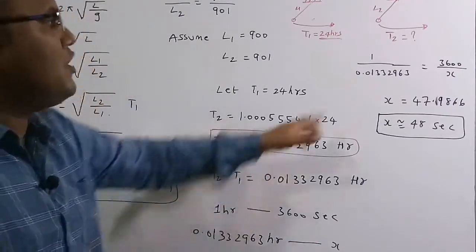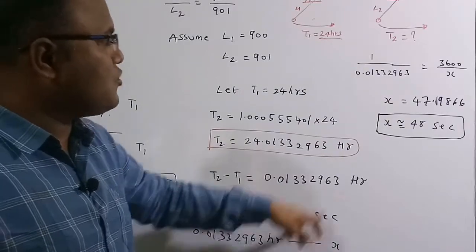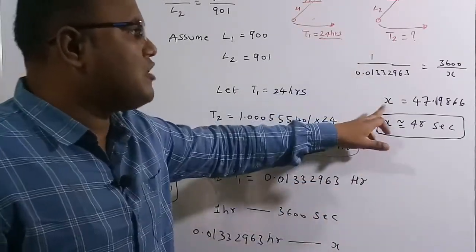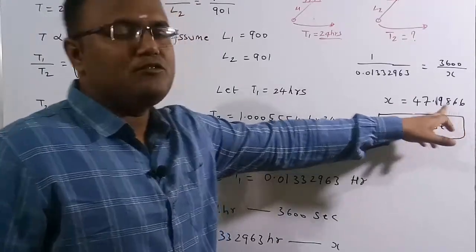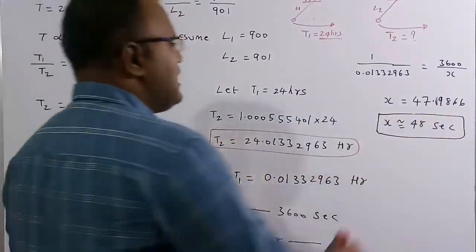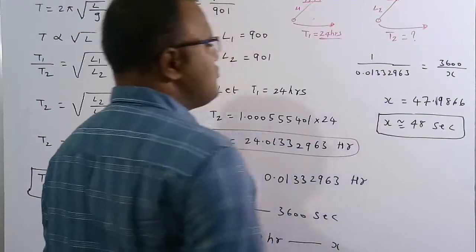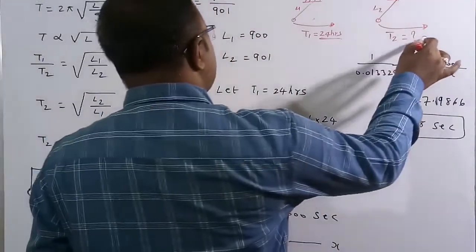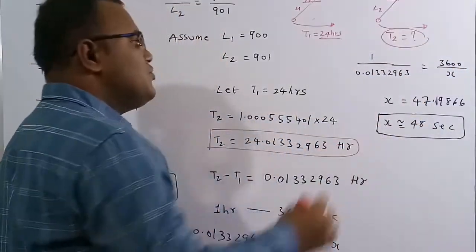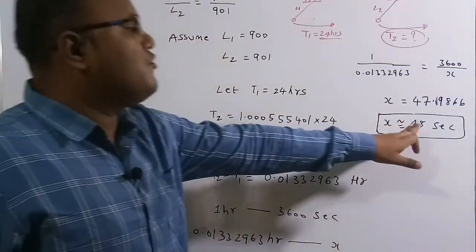So if you take the ratio, 1 by this value is equal to 3600 by x, and if you solve this, I am going to get x is equal to 47.9866. So if you round it to one digit, finally I am going to get x is nearly equal to 48 seconds. So therefore this T2 is going to take an extra time of 48 seconds.